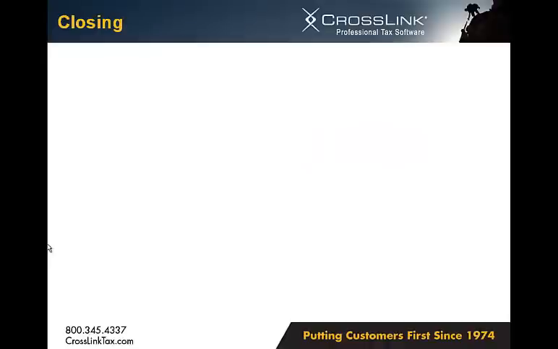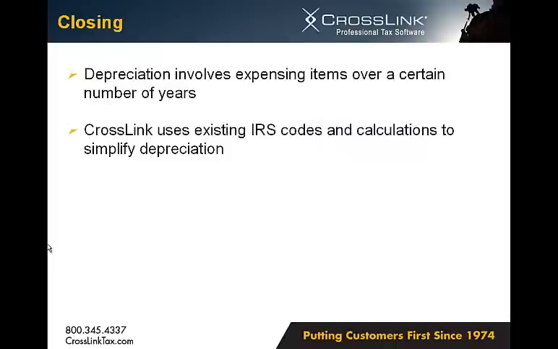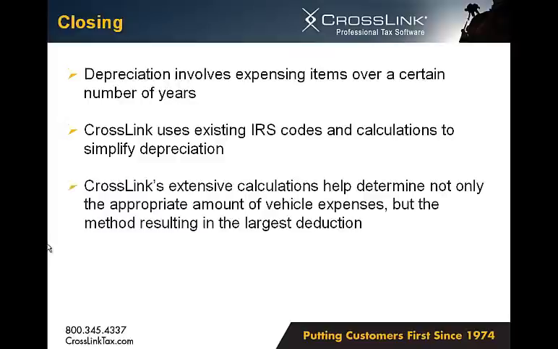Let's start closing our depreciation webinar by summarizing what we covered today. Today we looked at depreciation in general and how it involves expensing items over a certain number of years. From there we looked at how CrossLink specifically uses those IRS codes and calculations to simplify that process into 3 easy steps for a lot of assets. We paid particular attention to the extensive calculations built into CrossLink that allow you to not only appropriate vehicle expenses, but take the method resulting in the largest deduction for your client.